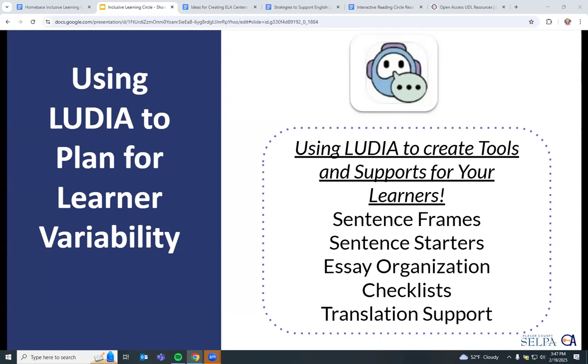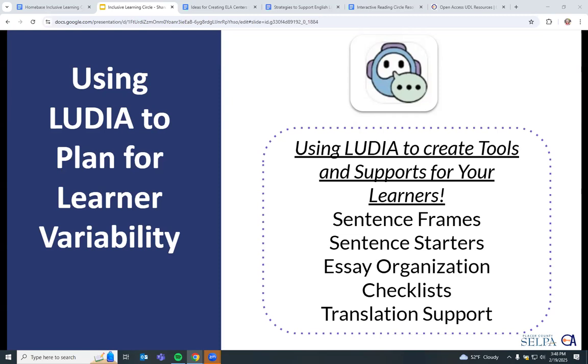So for those of you who have not heard of Ludia, it is an AI-powered UDL chatbot that can do so many fabulous things. I have become very, very interested in it. I've spent a lot of time diving deep into it, and we are actually now collaborating with the founders of Ludia. It was founded by 2 classroom teachers who really just were looking for a way to make planning UDL easier. Like the biggest goal was to create efficiency in how we plan UDL lessons.